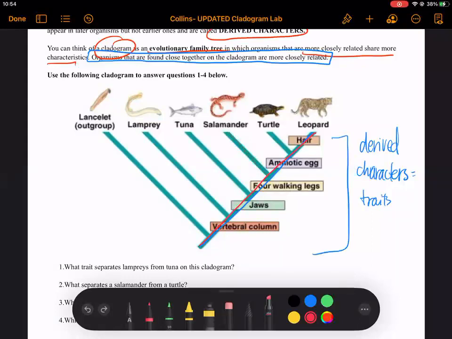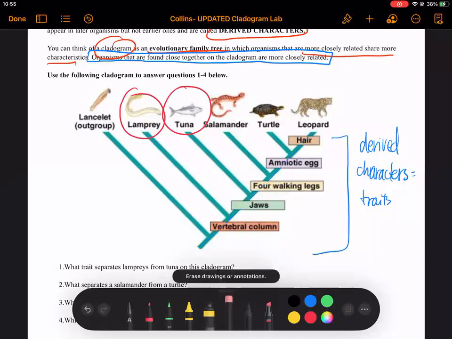Number 1, what trait separates lampreys from tuna on this cladogram? So the first thing we did was we found our lampreys and we found our tuna. What trait separates lampreys from tuna? Let me hear from Dion. What are you thinking?